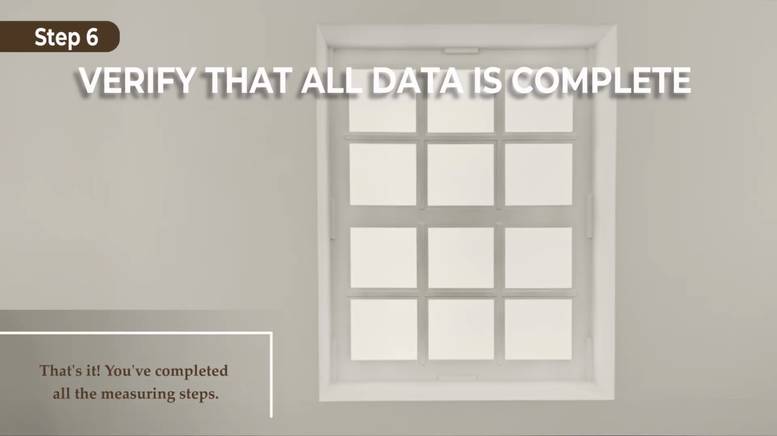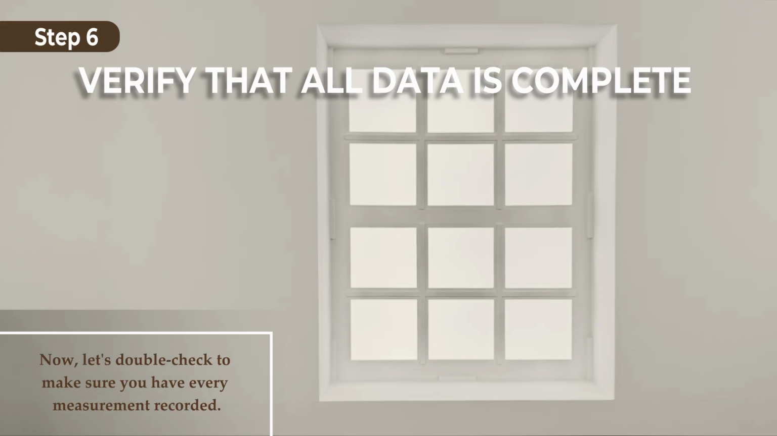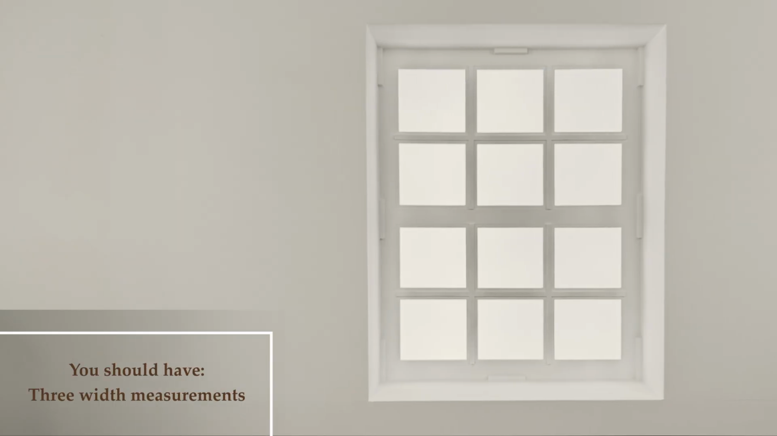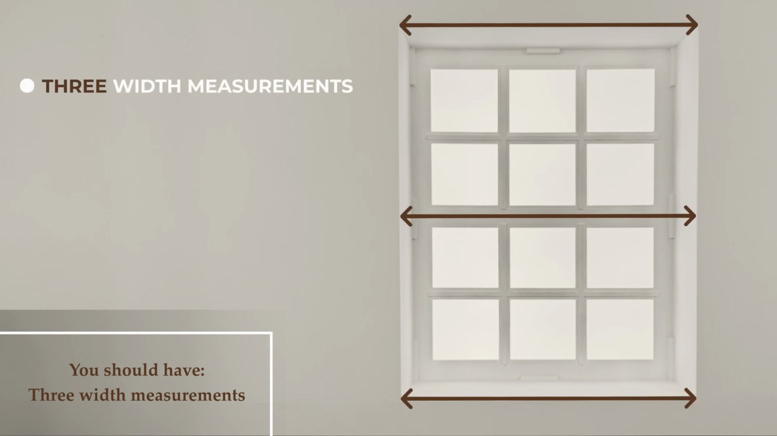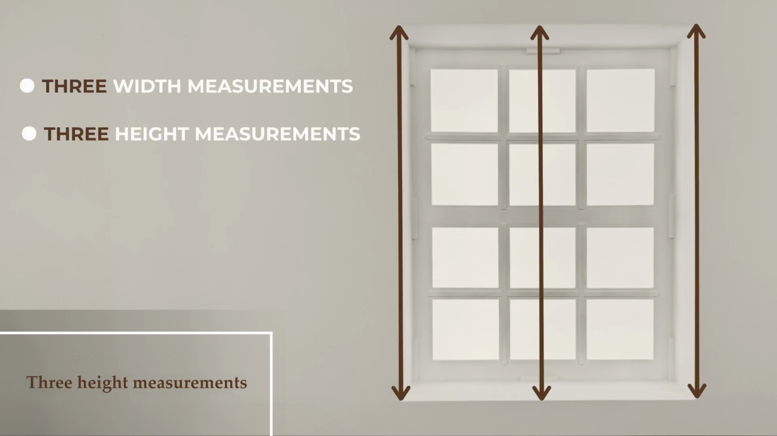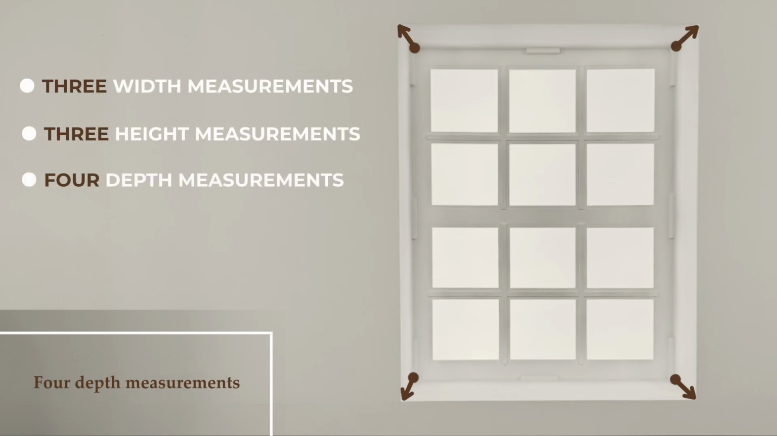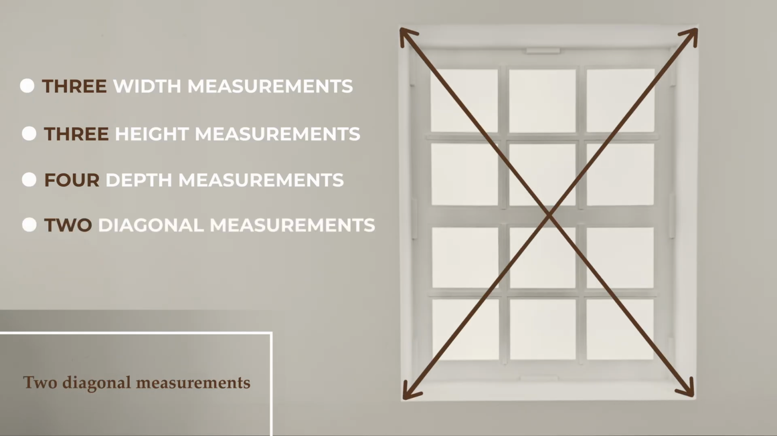That's it. You've completed all the measuring steps. Now let's double check to make sure you have every measurement recorded. You should have 3 width measurements, 3 height measurements, 4 depth measurements, 2 diagonal measurements.